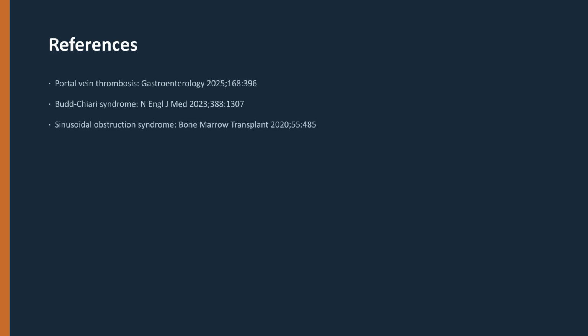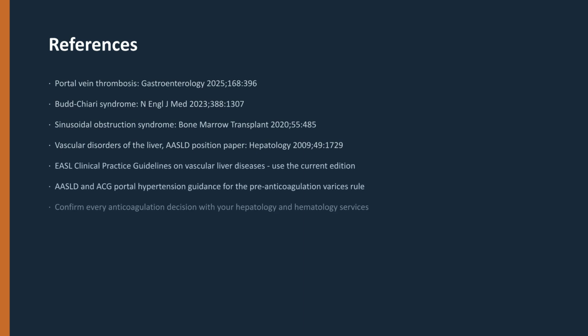These are the published sources behind what we covered. The recent reviews on portal vein thrombosis, Budd-Chiari syndrome, and sinusoidal obstruction syndrome, along with the position paper on vascular disorders of the liver. Always check anticoagulation and shunt decisions against current guidance from the American Association for the Study of Liver Diseases and the European Association for the Study of the Liver, and against your own hepatology service.